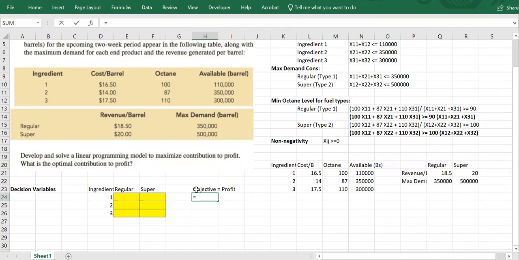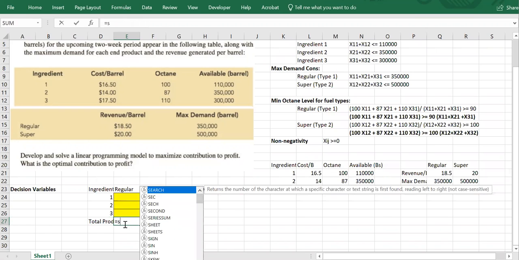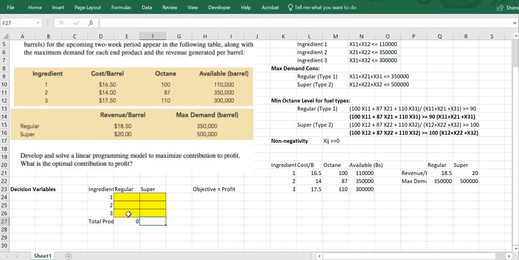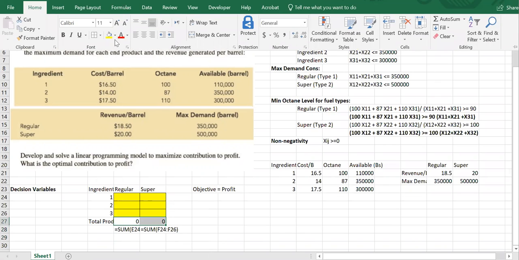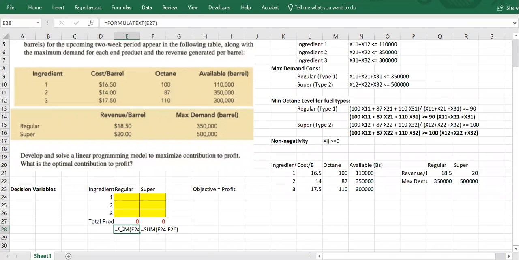Before I write down my objective function, let me just do something else, because I need to multiply the sum of the 3, and that would give me the total production of regular type by 18.5, all right? But before that, I'm just going to write down the total production of regular and then total production of super. That way we don't have to write it every time that we need it. Just write it one time, put it in a cell, and then we're good to use it every time.